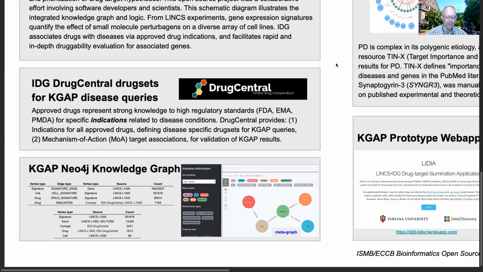KGAP was implemented using the Neo4j graph database free and open source community edition. Our lead developer for the graph database was Joel Dirksen.